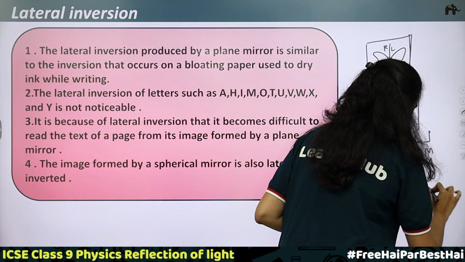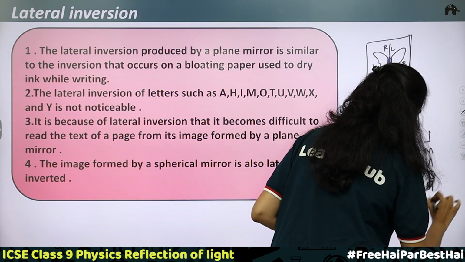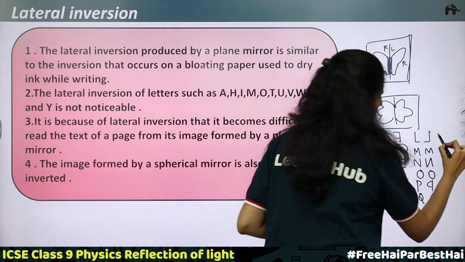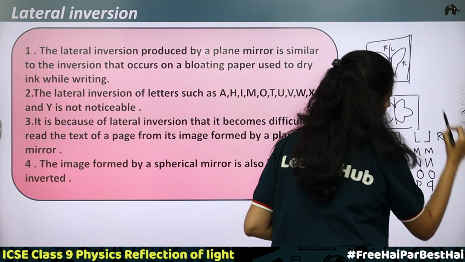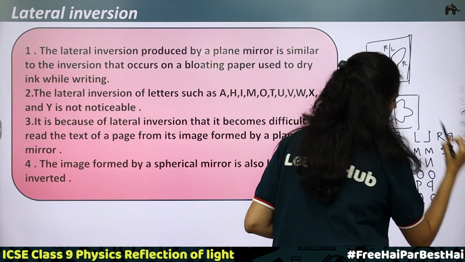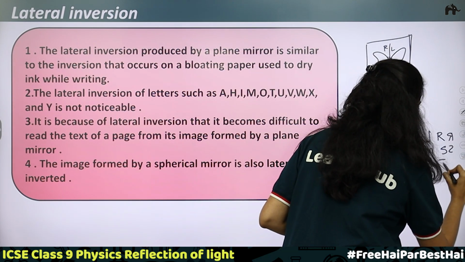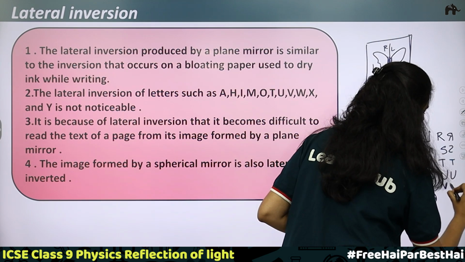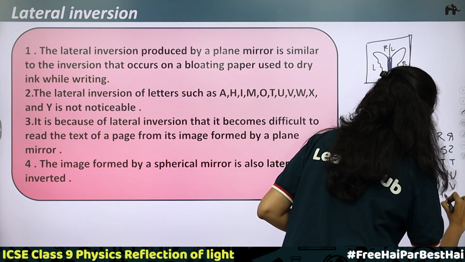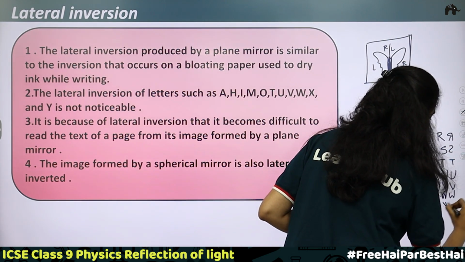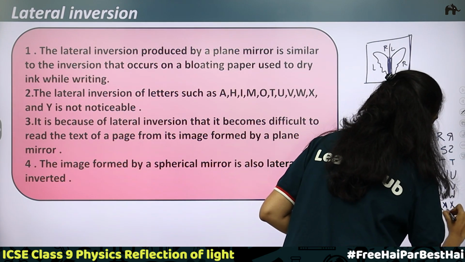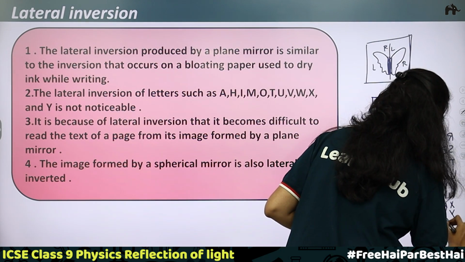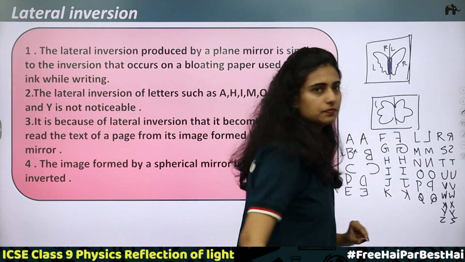P. There is a difference. Q. There is a difference. Next, R. Image will be this way. S. Image will be this way. What about T? Same thing you will get. U. Same thing you will get. V. Same thing you will get. W. Same thing you will get. X. Same thing you will get. Y. There is a difference. What about Z? There is a difference.